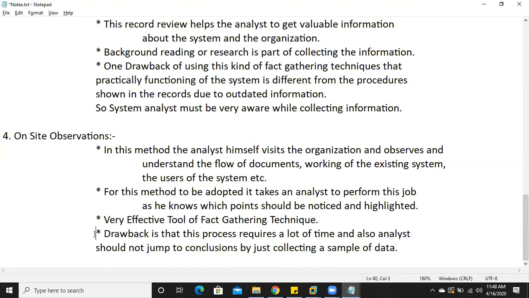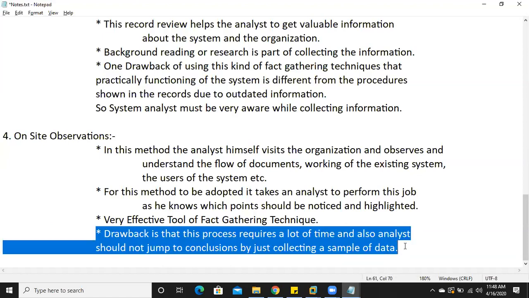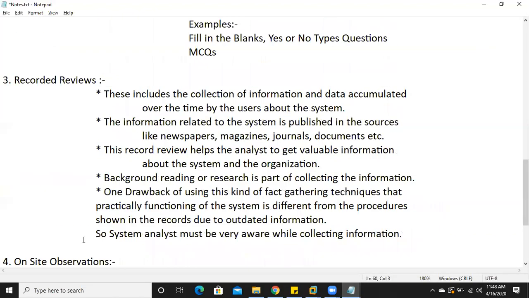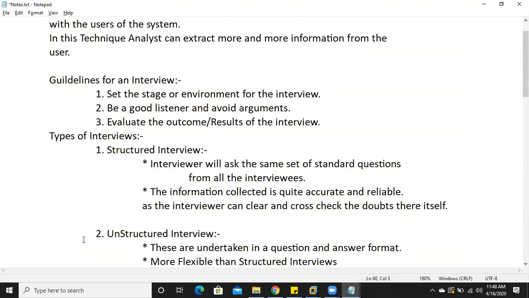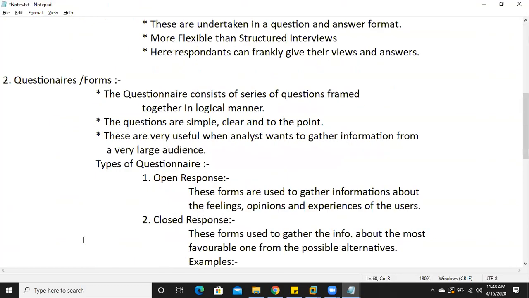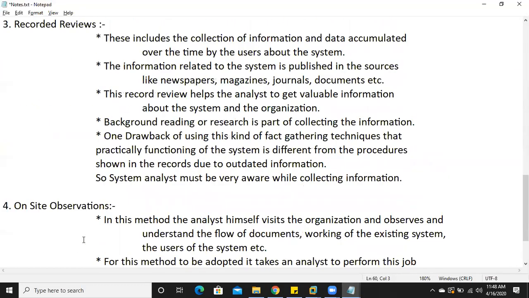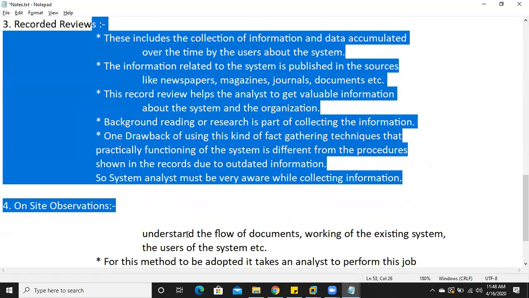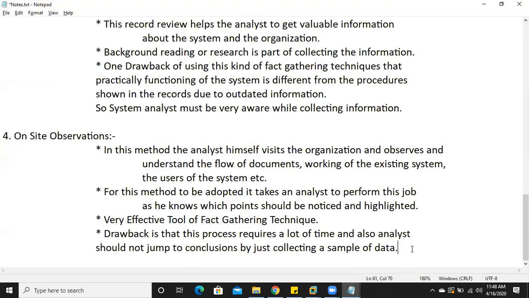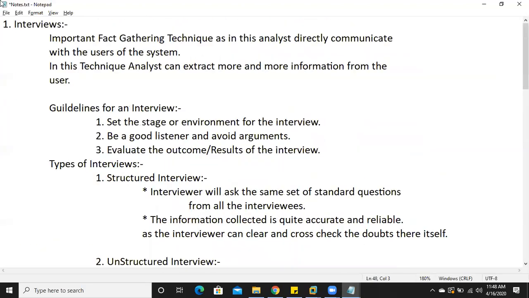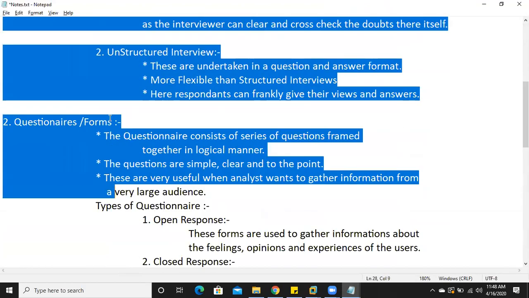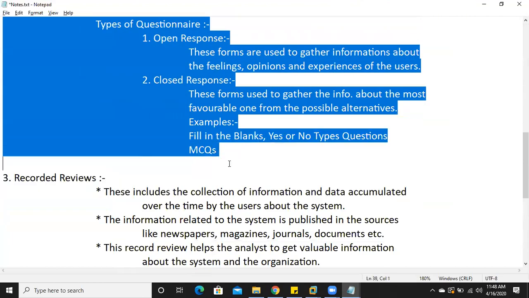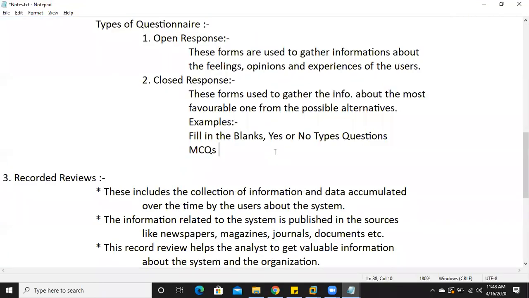So we only use this technique where the requirement comes up. We do not generally use this kind of technique. We mostly use interviews, and mostly we use questionnaires, even though these two fact gathering techniques sometimes result in problems and have drawbacks. That's why we use interviews, records, and questionnaires as the most important part of fact gathering techniques.